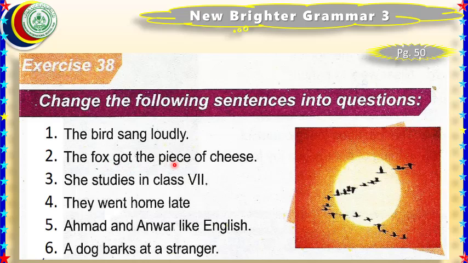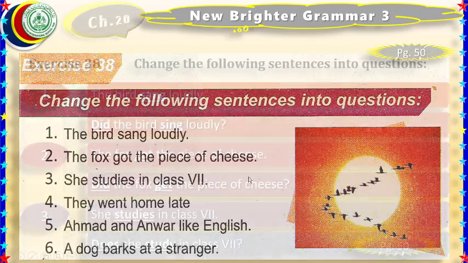The fox got the piece of cheese. Got is again the second form of the verb. And we know very well, if it is the second form, just like sang, we shall split it into did get. Did the fox get the piece of cheese? She studies. There is S with the first form of the verb. And we know very well, if it is S with the first form, we split it into does study. Does she study in class 8?